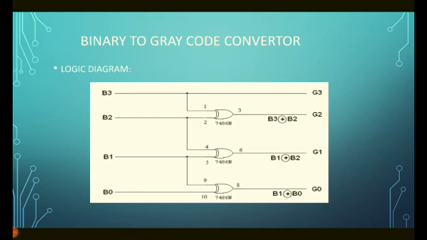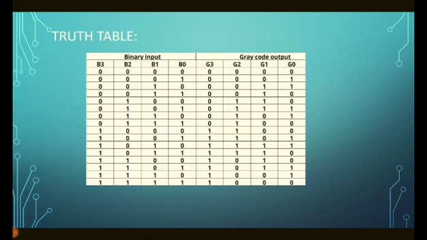So first one is binary to gray code converter, and this is the logical diagram. And here we use 4 inputs and 4 outputs. Here we use 3 XOR gates. And the truth table. So input is binary and output is gray code. When we give all 4 inputs as 0, the output is 0 for all 4 outputs.